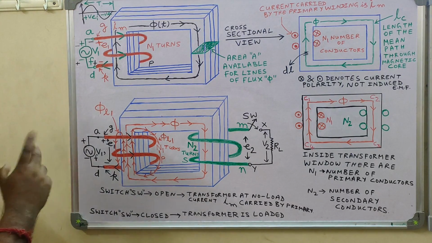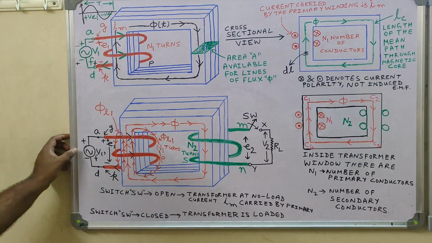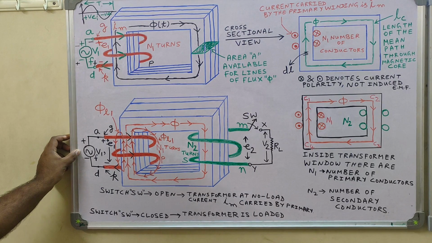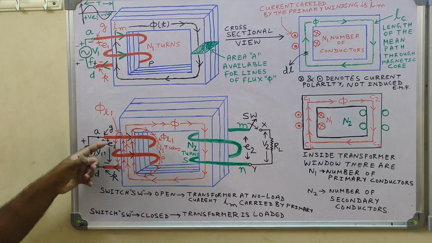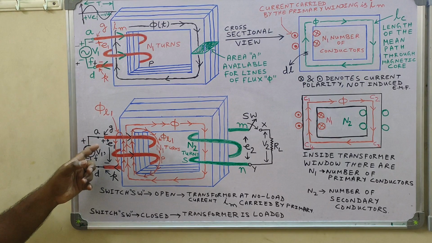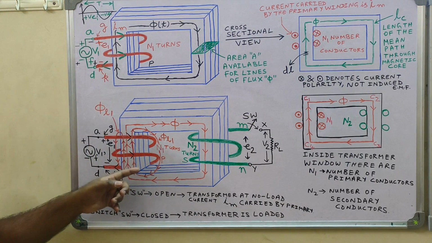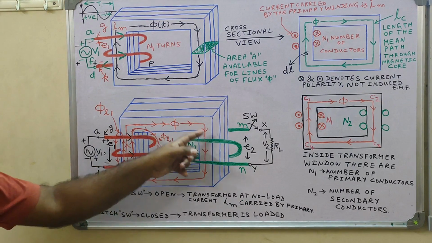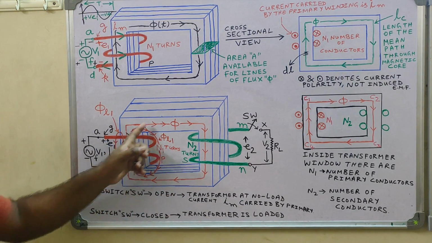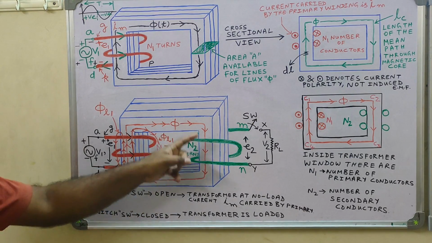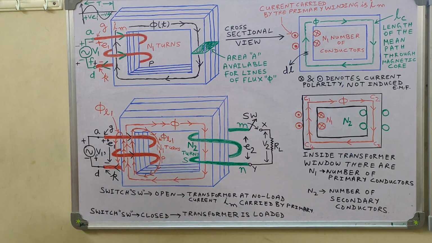So in this way you can simply find out that the applied voltage is alternating, so the current flowing through the primary winding is alternating. Because of that, the flux is also alternating. So the flux passing through the transformer magnetic core is alternating in nature. Now there can be two possibilities.